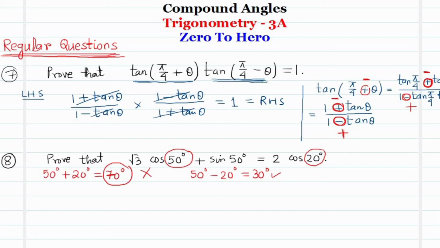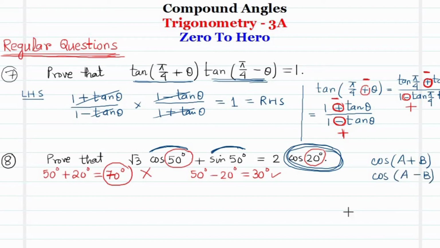Second observation is this: left hand side contains cos term and sine term both, but right side contains only cosine term, right side only cos term. So anyway, we need to apply the formula of cos A plus B or cos A minus B. So any of these two, cos A plus B or cos A minus B. So if we start taking like cos of 50 minus 30 is equal to 20 degree.